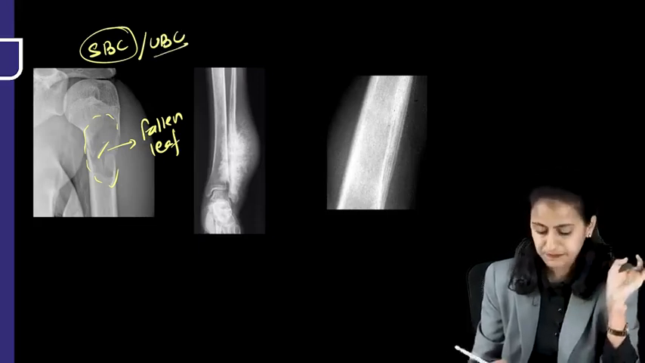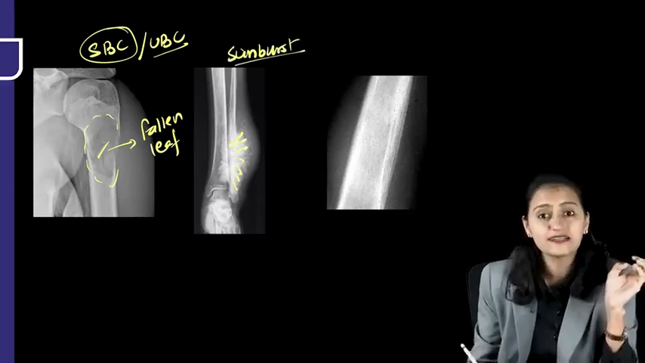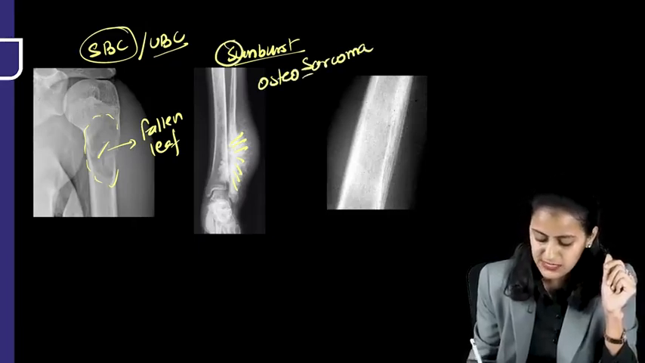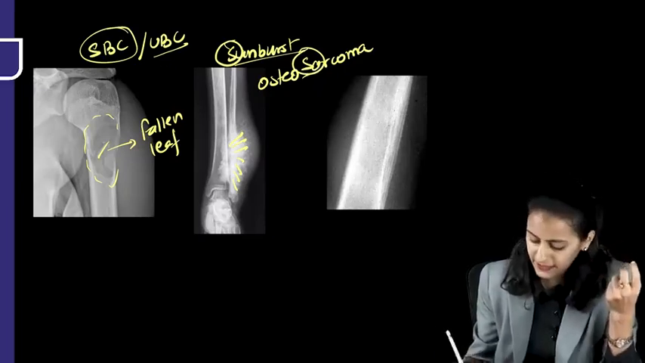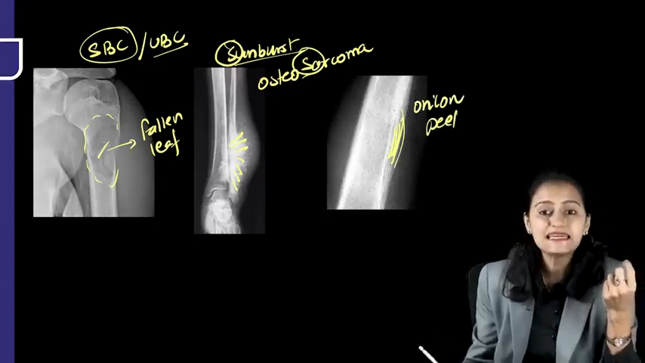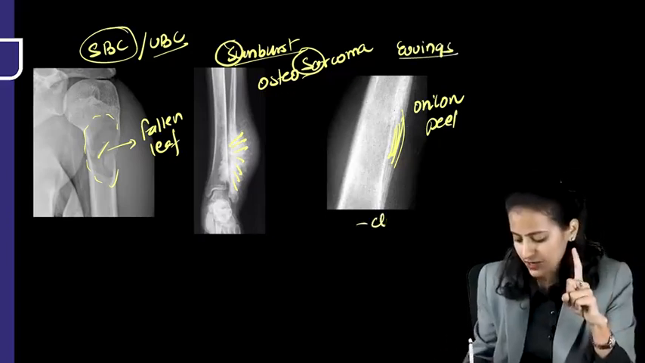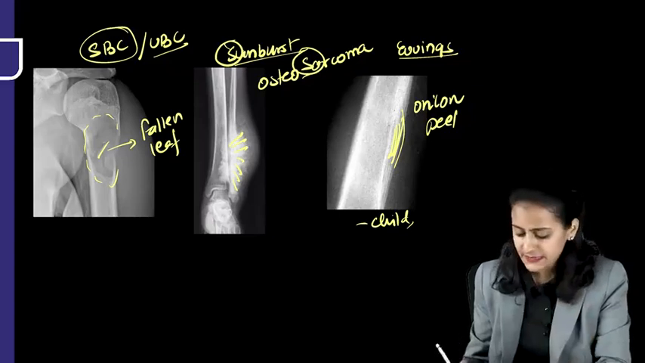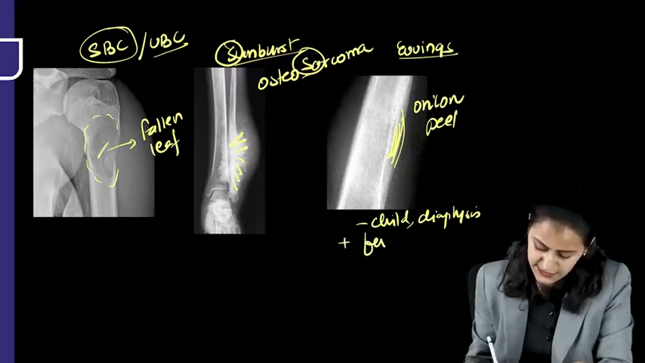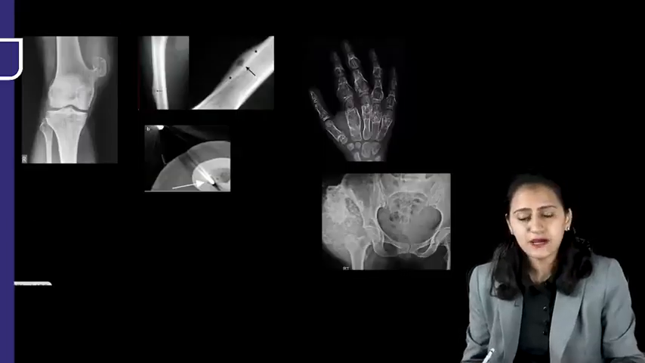also called unicameral bone cyst, fallen leaf sign. Here where you see this sunburst or sun ray pattern of periosteal reaction, remember sunburst, S for S, this is seen in osteosarcoma. Where you have this lamellated onion peel periosteal reaction, is seen in Ewing's sarcoma. The age group for Ewing's is a child around 5 years. It involves the diaphysis of the bone. And remember, Ewing's also has associated fever. So it mimics osteomyelitis.